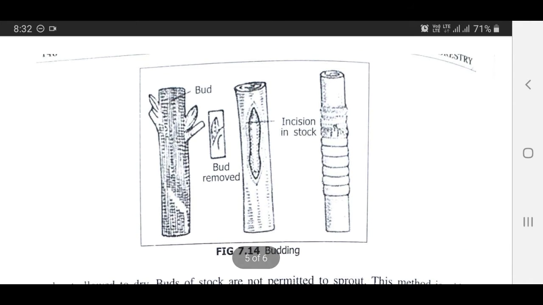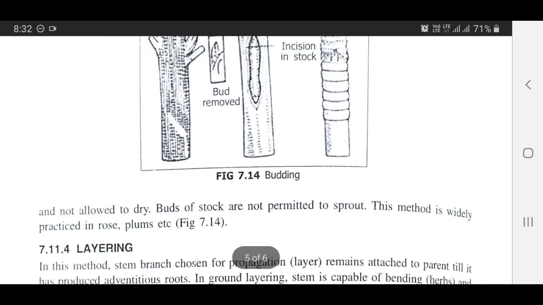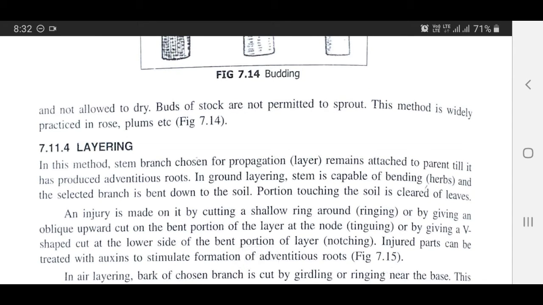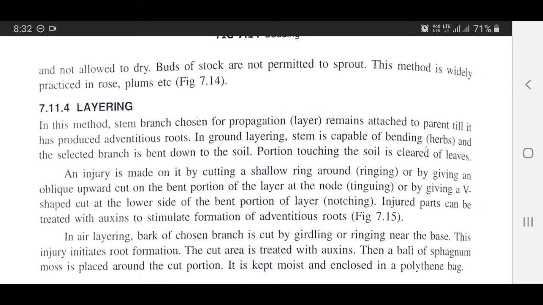You see the technique of propagation, how an incision is prepared over the stock and how the bud is prepared, and after implanting over the rootstock you see in the diagram. Now we discuss layering. Before discussing layering, we should know the difference between layering and cuttings. In case of cutting, we generally excise a shoot from the parent plant, and such excised shoots should be planted in the rooting media for development of roots.